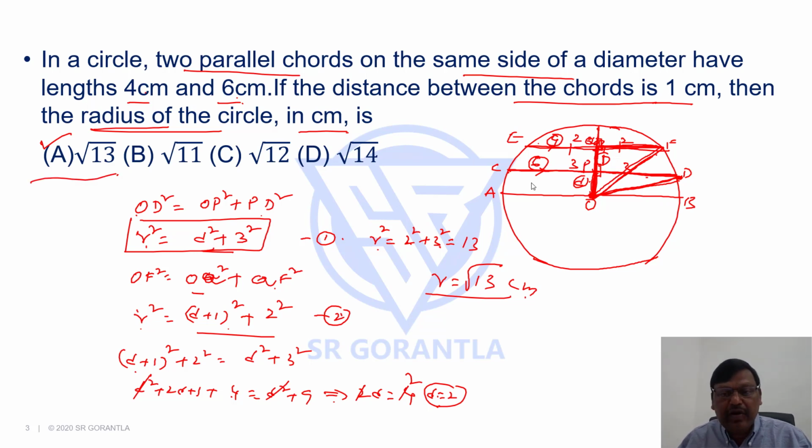Here the basic point is that the perpendicular drawn from the center to the chord bisects the chord. If you know this, the rest is just applying the Pythagoras theorem that we use in a right angle triangle. So the answer is choice A.